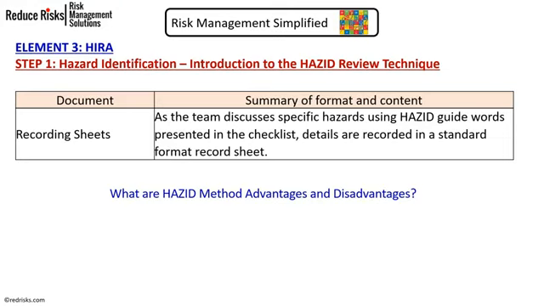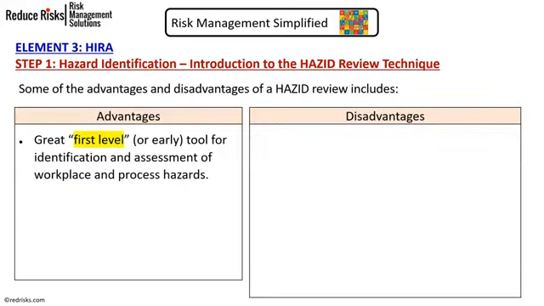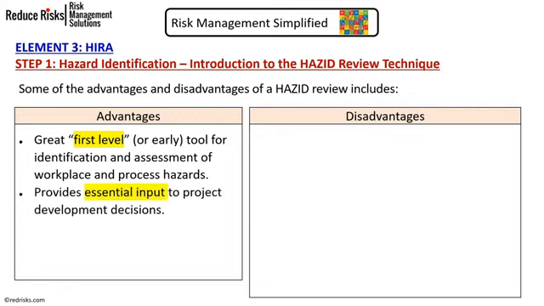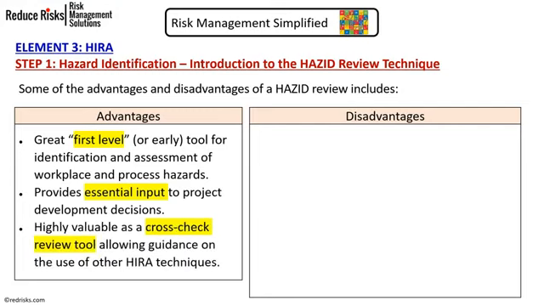What are the advantages and disadvantages of the hazard method? Some of the advantages are that it's a great first level or early tool for identification and assessment of the hazards. It provides essential input to project development decisions and is highly valuable as a cross-check review tool, allowing guidance on the use of other HIRA techniques. Remember the peeling away the layers?